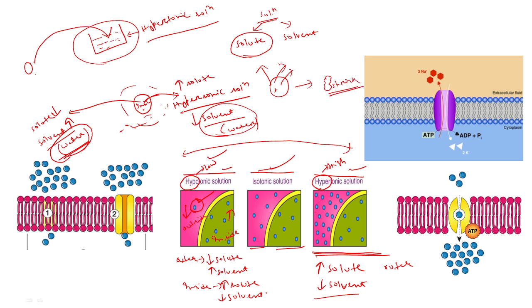Why? Because in the hypertonic solution, the water concentration is less at the outer side and the water concentration is more inside. That means water transports from the inner to the outer, from the cell to the outer solution. So that is why it will shrink. In the exam, if it is asked that the cell is placed in the hypertonic solution, it will shrink.